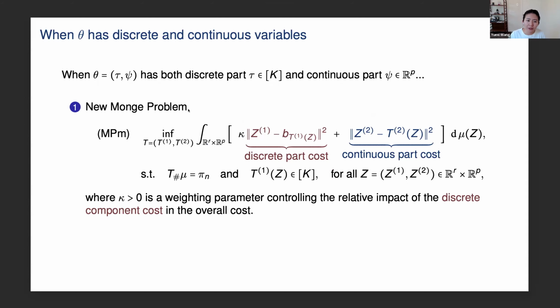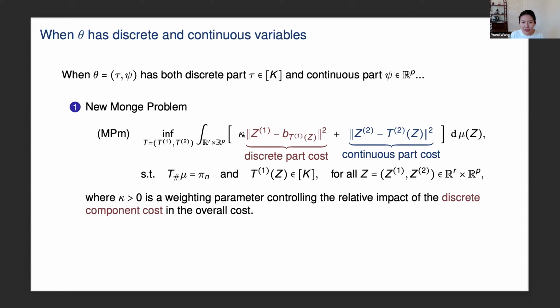So our first step here is I need to redefine the Monge problem. Before, I only had the L2 distance between my reference distribution and the transformed distribution. Now I want to separate the transport cost on the discrete part. So I partition my reference distribution into two parts, Z1 and Z2, where I try to minimize the cost for Z1 and the discrete component, and I also try to minimize the cost for Z2 and the continuous components.